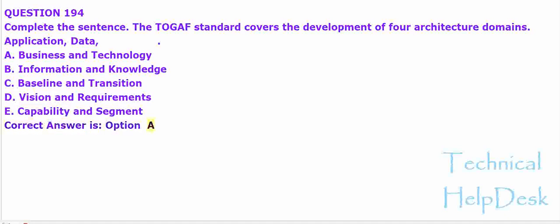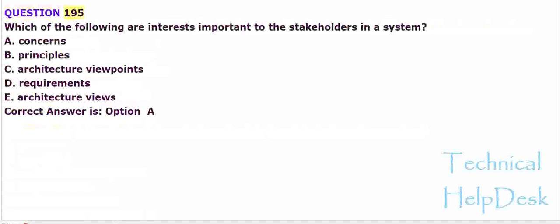Question 195. Which of the following are interests important to the stakeholders in a system? A. Concerns. B. Principles. C. Architecture viewpoints. D. Requirements. E. Architecture views. Correct answer is option A.